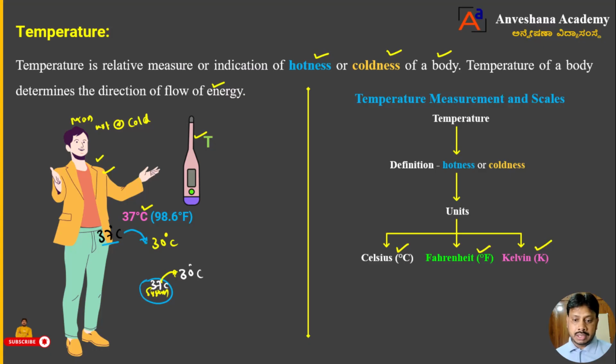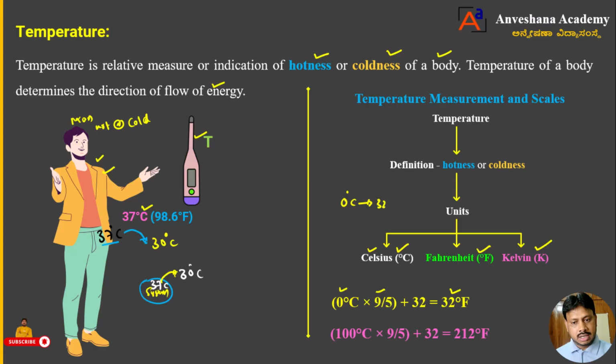Okay, so now if I want to convert degree Celsius to Fahrenheit, what can I do? There is a formula with the help of which I can convert degree Celsius into Fahrenheit. What is the formula? Now if I want to convert 0 degree Celsius into Fahrenheit, I have to use this equation. This is the standard equation: 0 degree Celsius multiplied by 9 by 5 plus 32, then we are going to get 32 degree Fahrenheit. So 0 degree Celsius, expressed in terms of Fahrenheit, is 32 degree Fahrenheit.